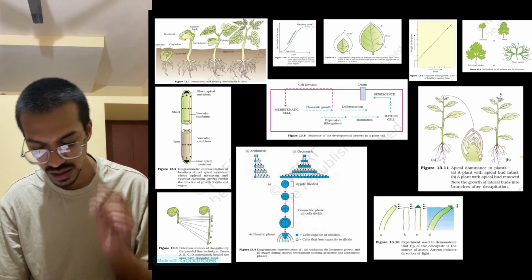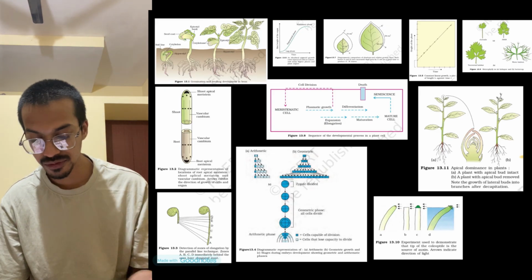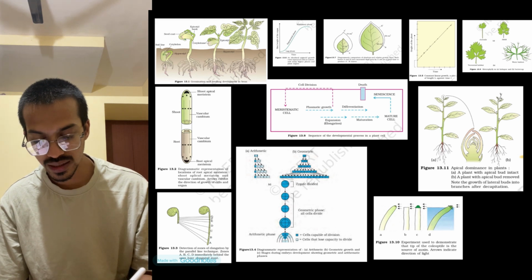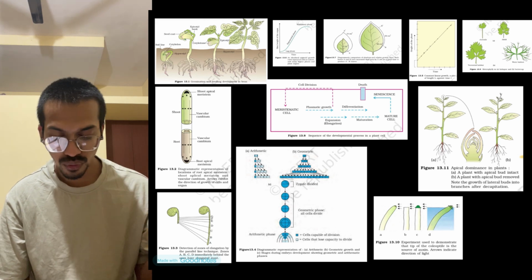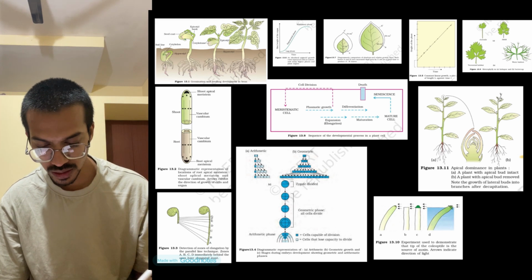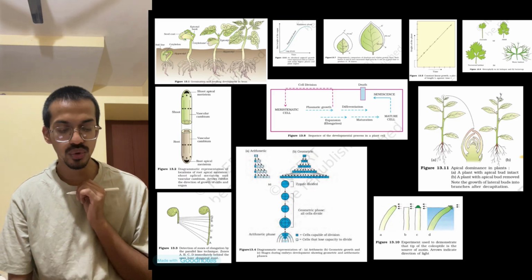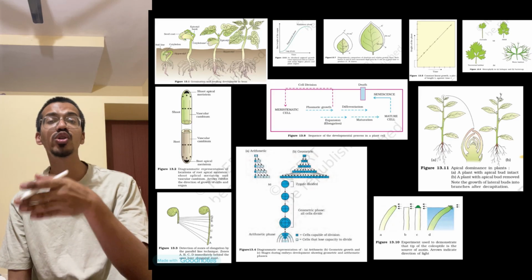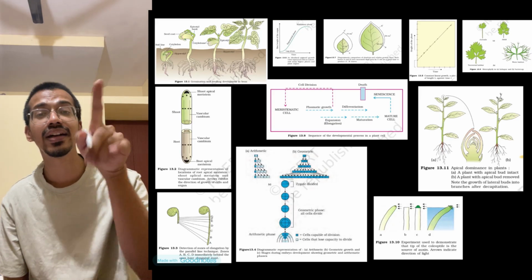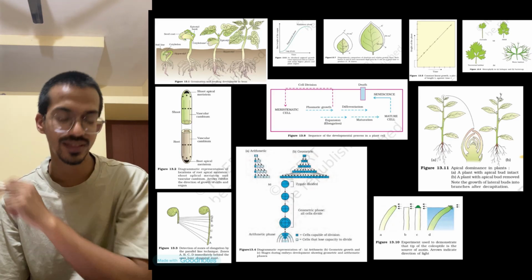Then over here this has been given: apical dominance. If we remove this tip, we can let the plant grow further, other parts will grow. So the apical dominance has been shown, and this diagram is showing how the coleoptile moves towards the sunlight under the influence of auxins.